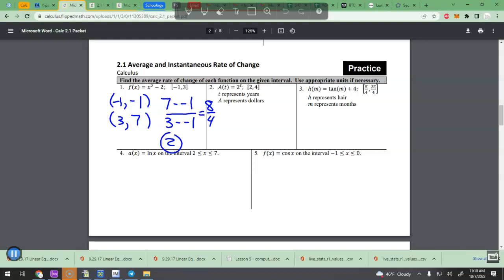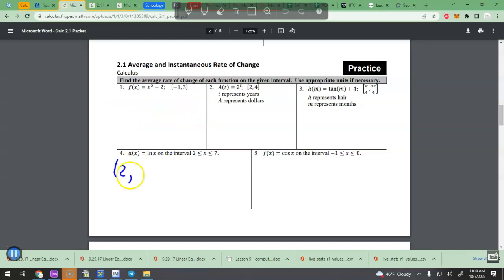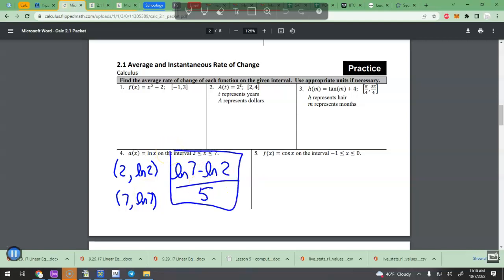Let's say number 4, just gonna let it freak people out. I've got from 2 to 7, because they're telling me one endpoint is 2, one endpoint is 7. If I plug 2 in up here, I get ln of 2. If I plug 7 in, I get ln of 7. If I do the slope formula, I get that, and that is an absolutely fine answer.